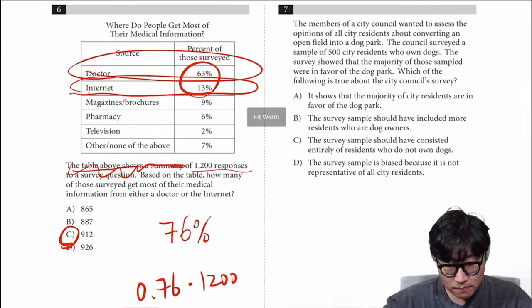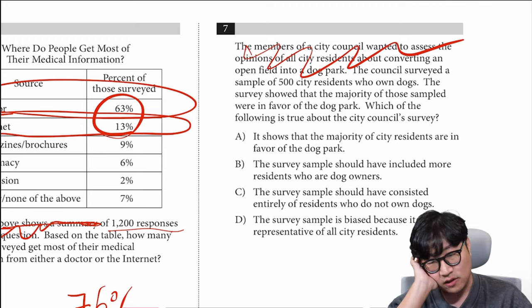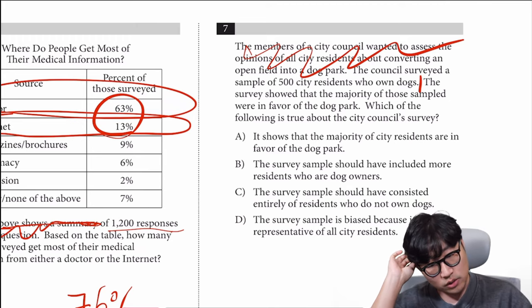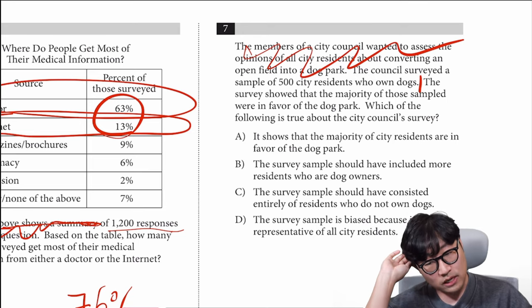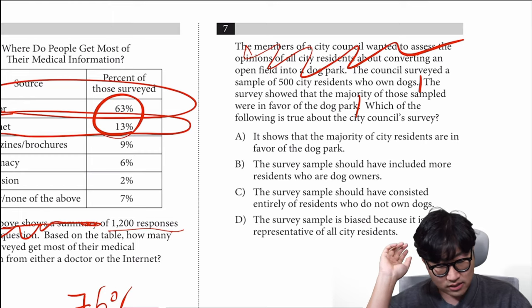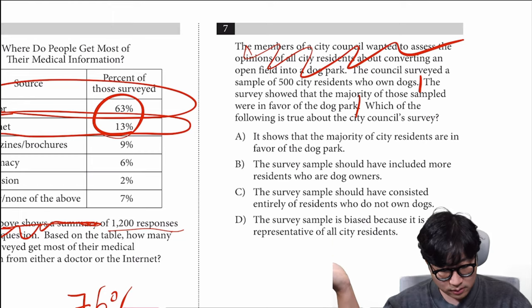Number 7, the members of a city council, whatever. The council surveyed a sample of 500 city residents who own dogs. The survey showed that the majority of those sampled were in favor of the dog park. Which of the following is true about the city council survey? If you look at this, D talks about how it's biased, C says something about people who do not own dogs, and things like that.